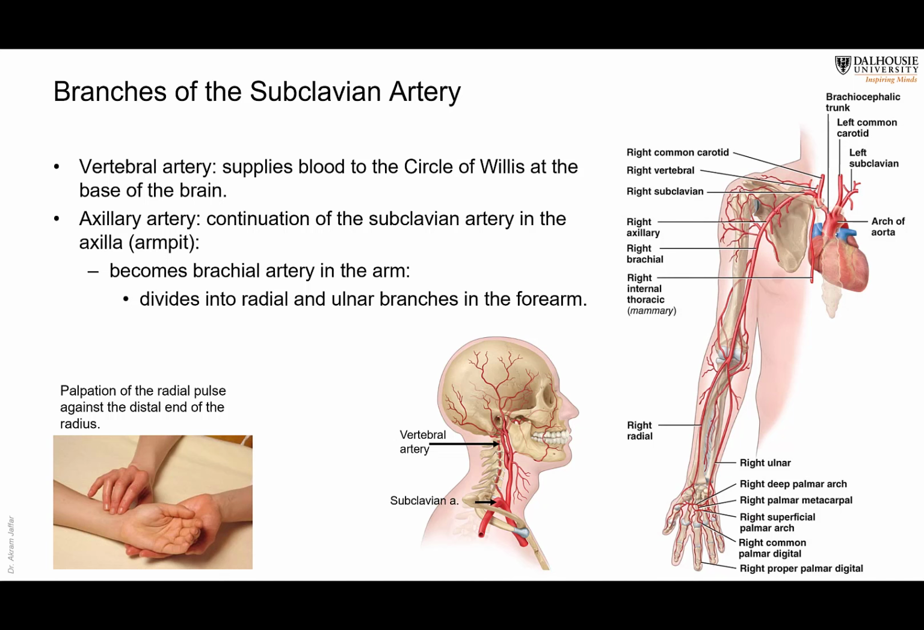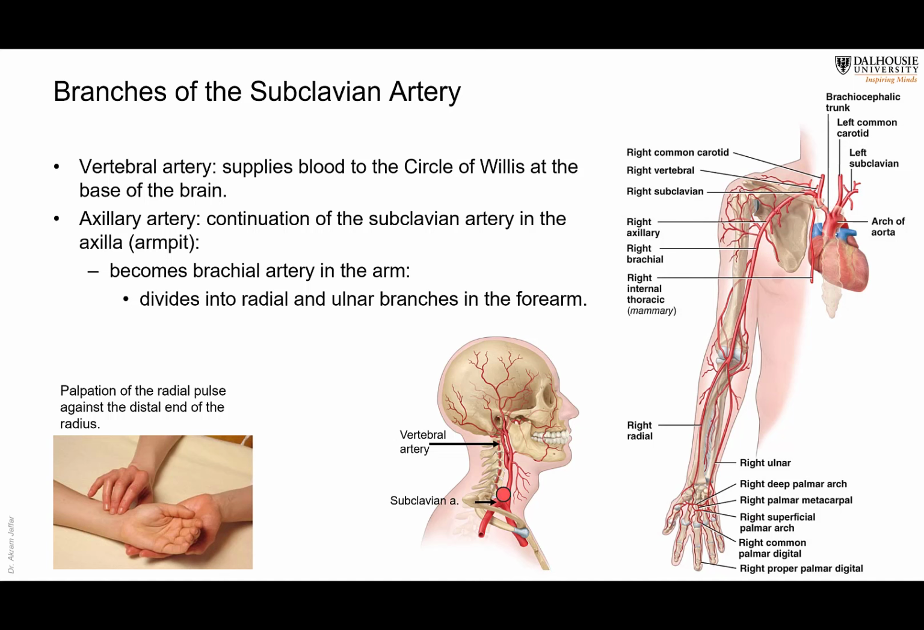Please remember the location of the bones, radius and ulna. So that's why this is where we can feel the pulsations of the radial artery. It's in front of the radius, in front of the distal end of the radius. The subclavian artery has an artery which is called a vertebral artery.